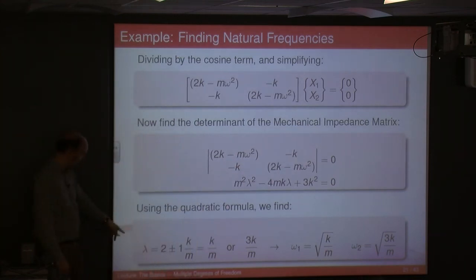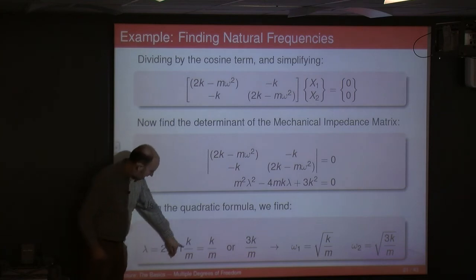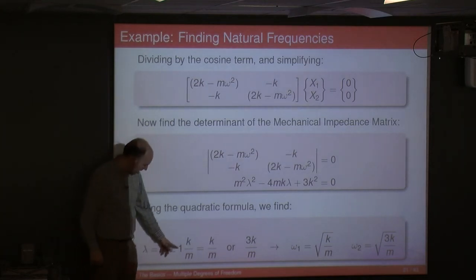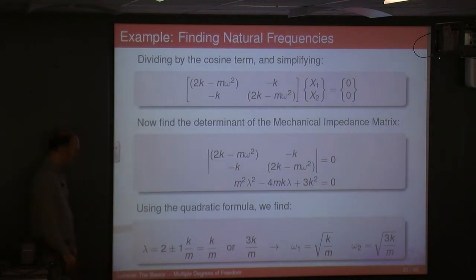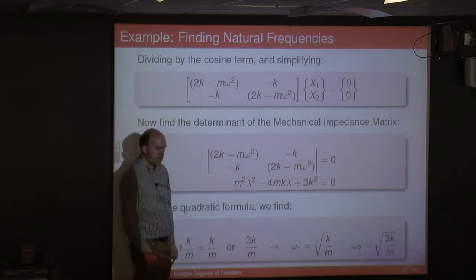And if you go through the quadratic formula, you should all know the quadratic formula, yes? Minus b plus or minus the square root of b squared minus 4ac over 2a. You just go through that process, and you end up with 2 plus or minus 1, k upon m. And so if you go through that, you get 2 values, k upon m and 3k upon m.